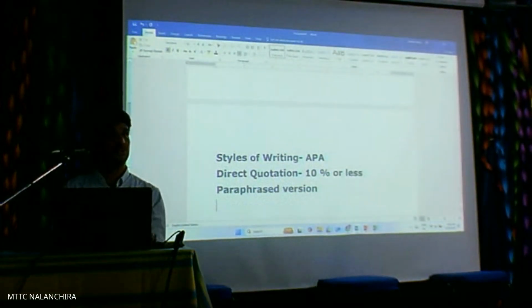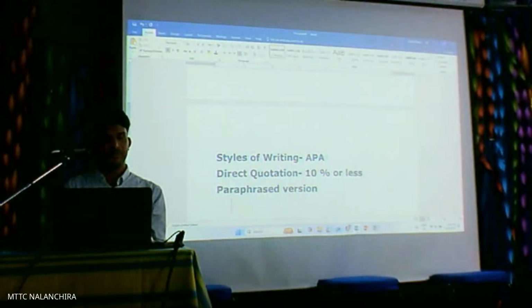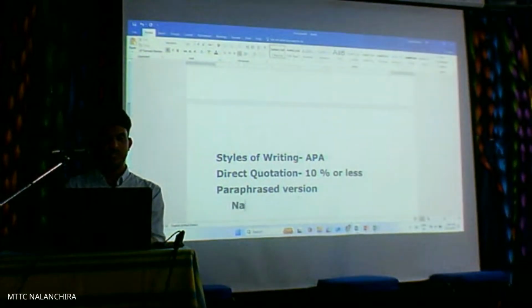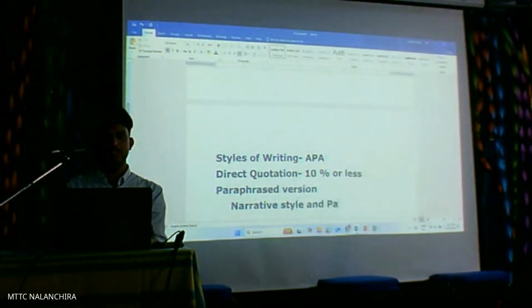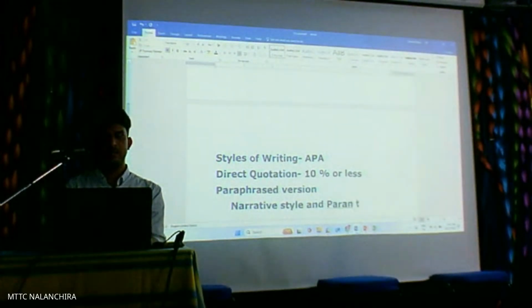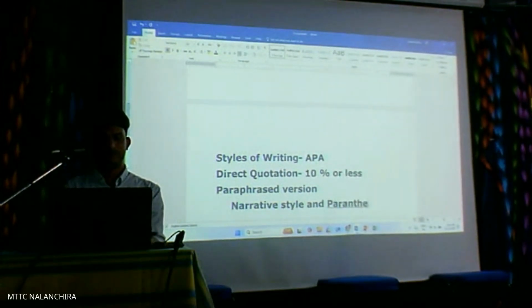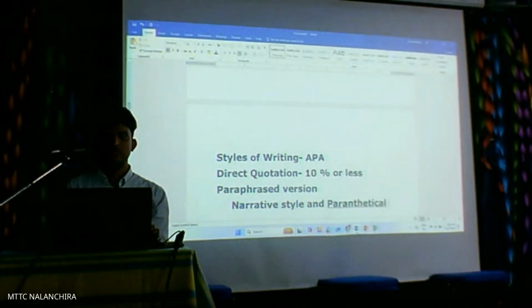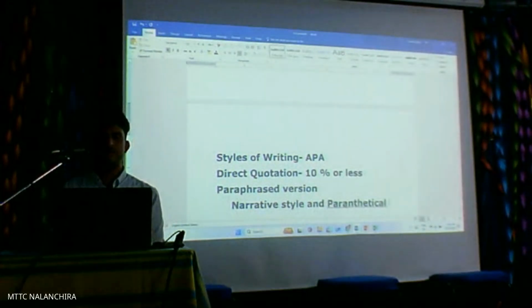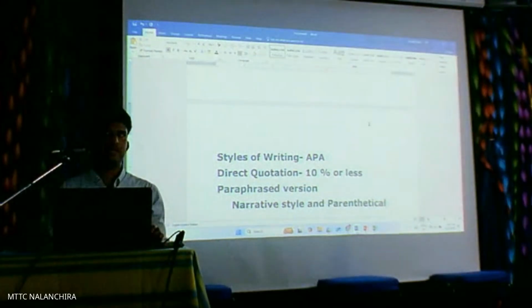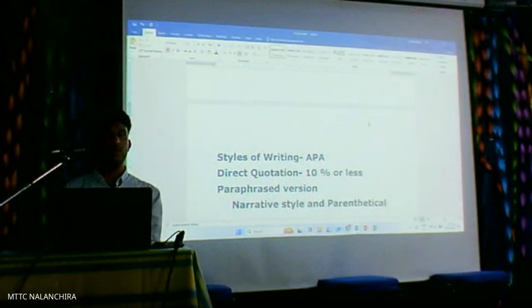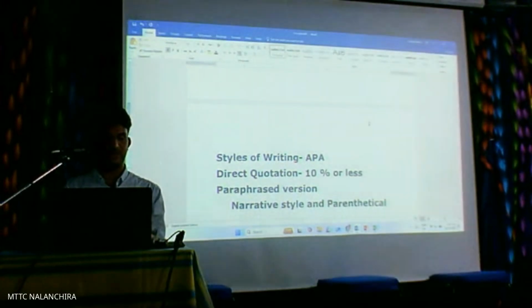Both the direct quotation and the paraphrased version can be of two styles: one is narrative style and the second is parenthetical style. There are two styles, parenthetical and narrative, in all the direct quotation and paraphrasing versions.